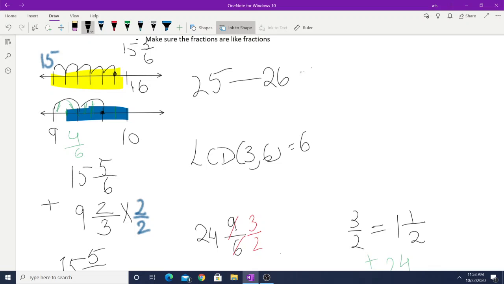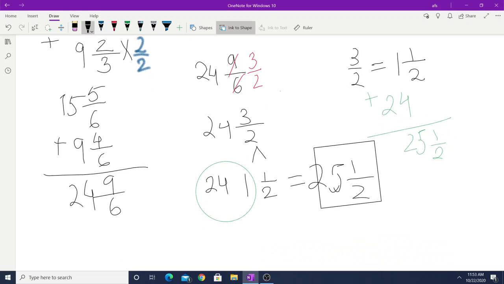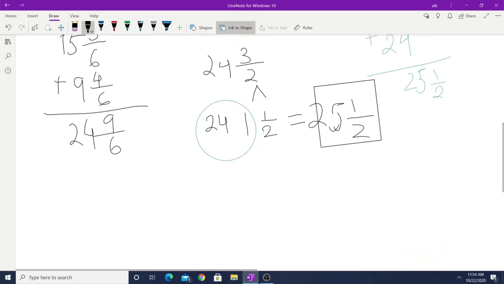So this case, where your mixed number comes out with a fraction being an improper fraction, can only happen when you're adding two mixed numbers. You simplify the fraction portion of it and add up the whole numbers. That only happens in an addition. The answer here is 25.5. Let's move on to the next question.